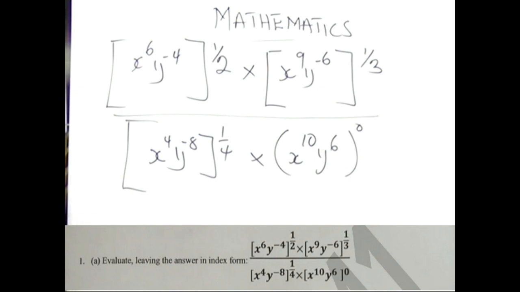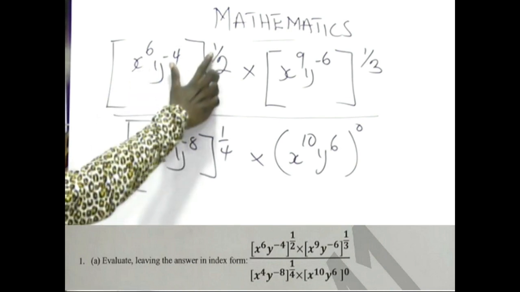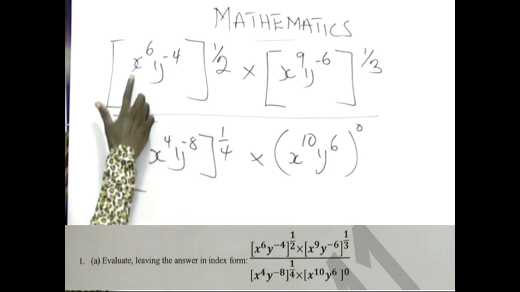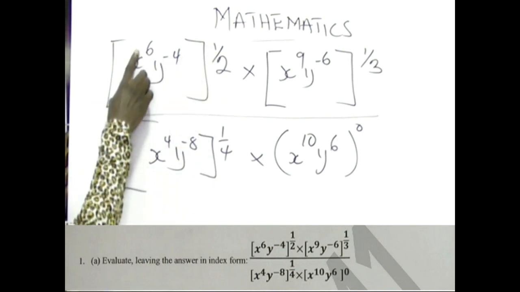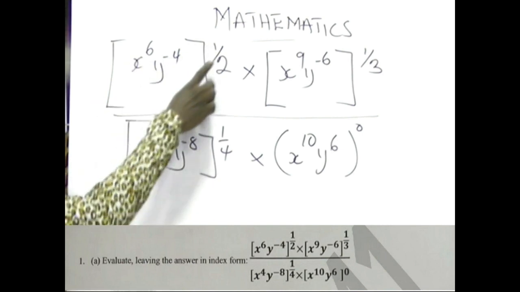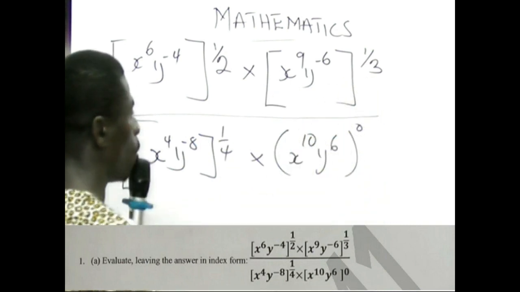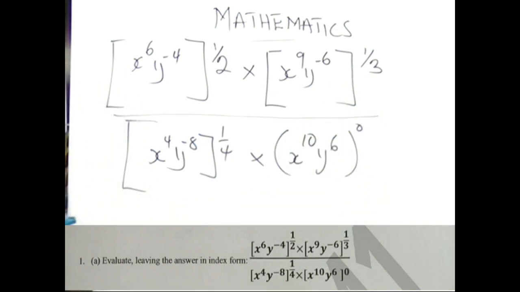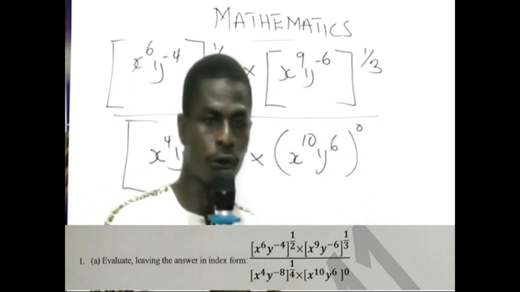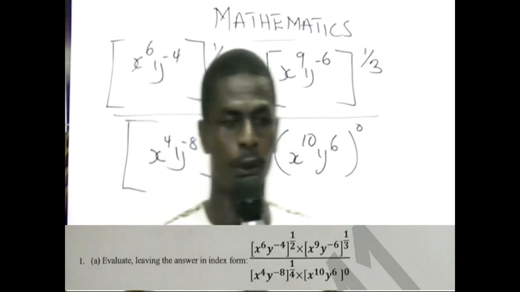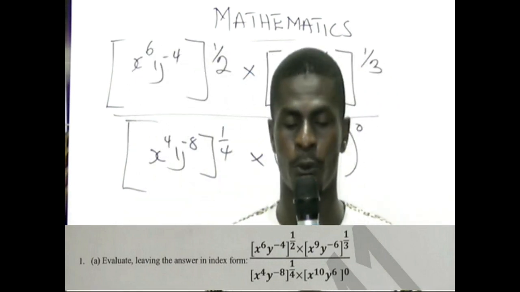When you see a question like this, normally students have challenges with it. But you can see powers and a power. We see x^6 y^-4 in a bracket raised to the power -1/2, and so you can see it runs through all of them. When you see a question like that, it's not difficult at all, and we want to see how to make it very simple.